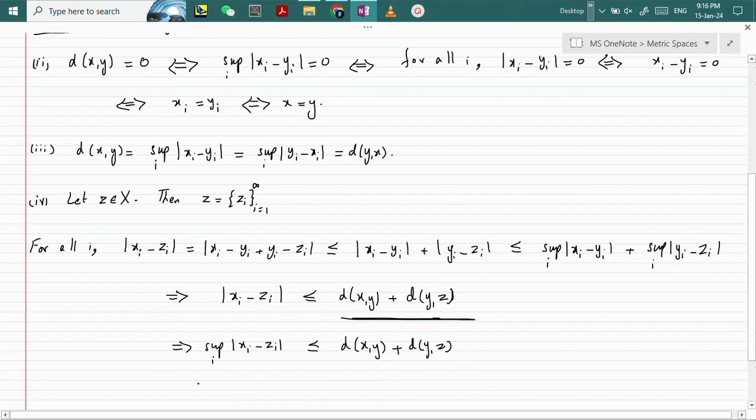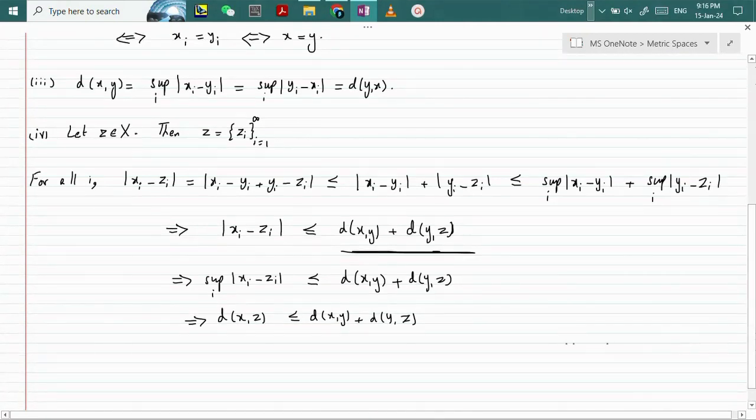So hence we have that d of (x, z) is less than or equal to d of (x, y) plus d of (y, z), which is our required triangle inequality. Hence (X, d) is a metric space.